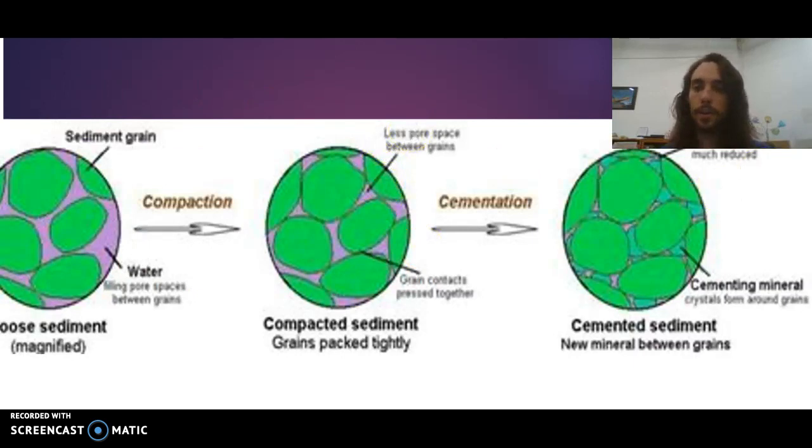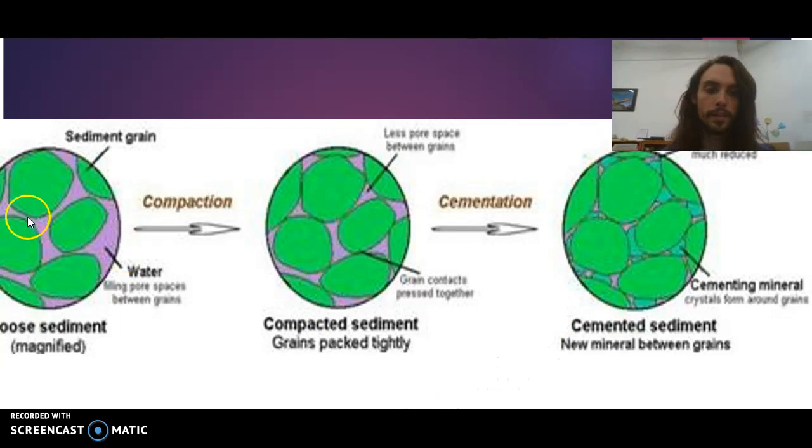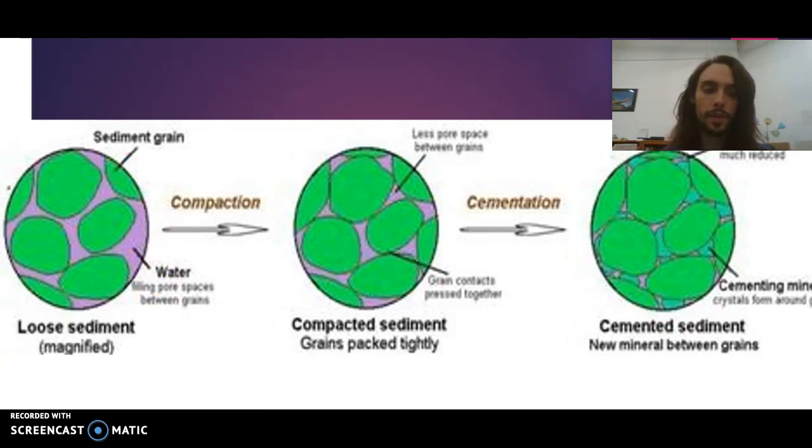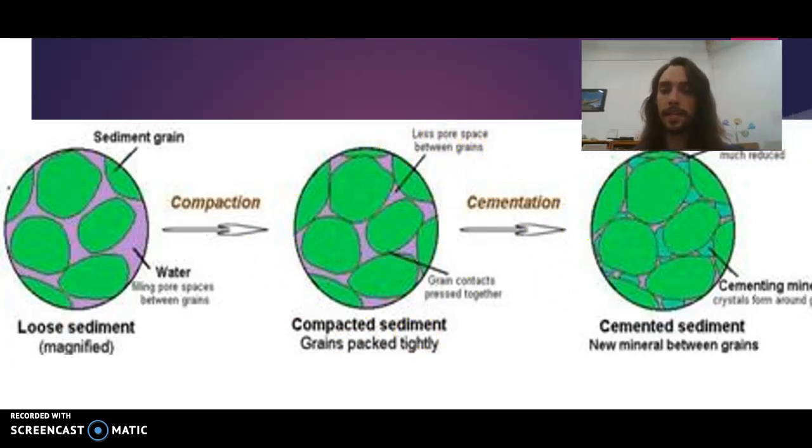And so here we have the process of compaction and cementation. Right here we've got this loose sediment. Just imagine a bunch of sand or something. You've got water between these pores of the loose sediment, and this is like one grain of sand here. What happens is they get compacted. More sand comes down on top of it, and it compresses that sand into a dense ball, basically. Those grains are going to get packed tightly, and then you're going to get cementation.